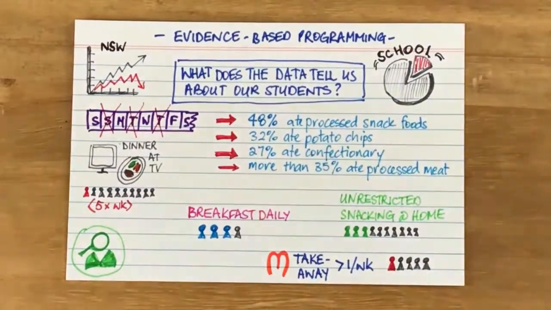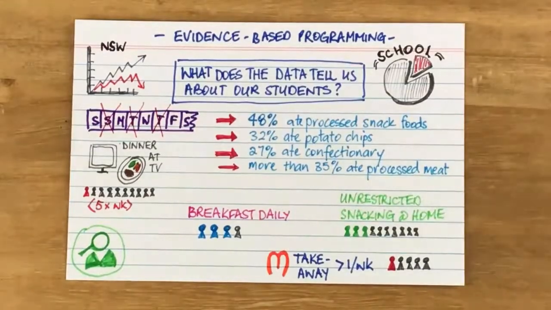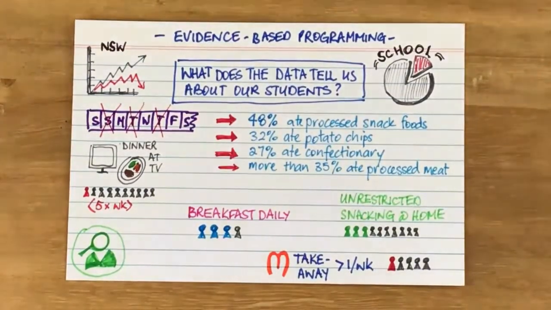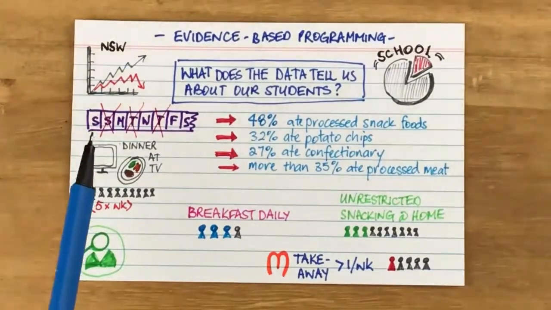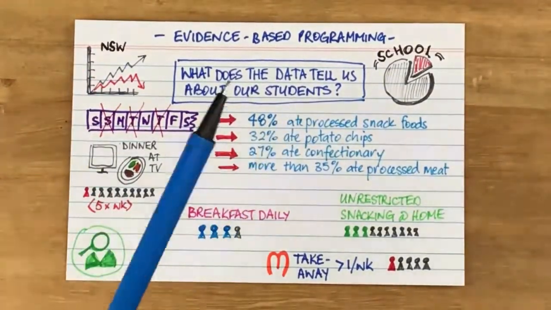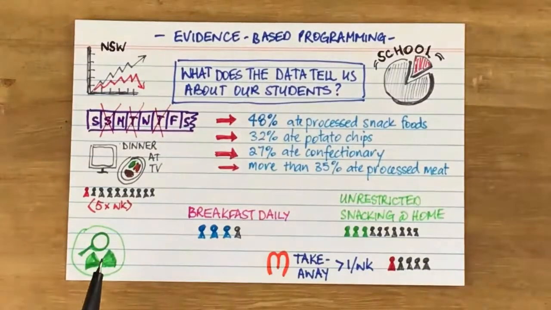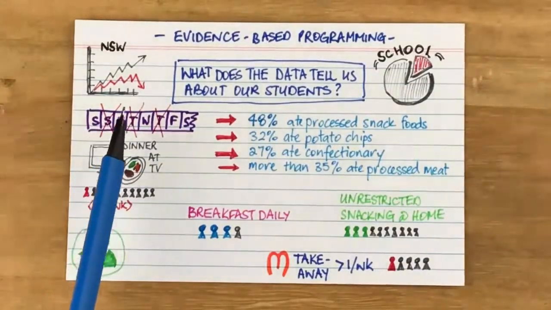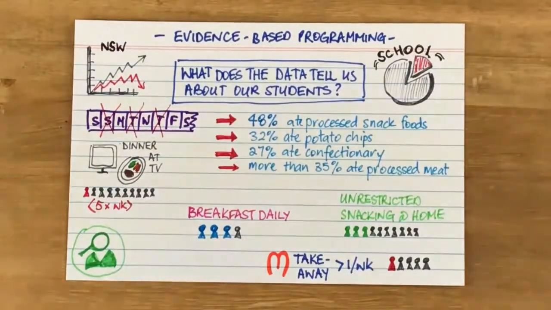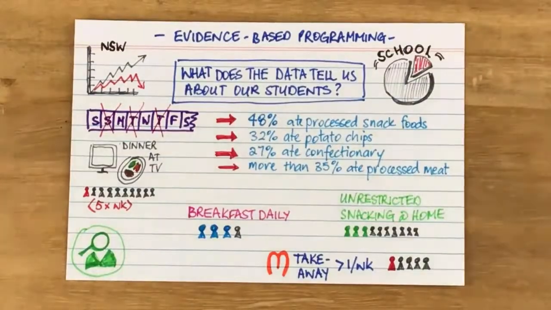So let's take a look at an example of how we can unpack that process to come up with an idea for a unit of work. So here we've got just a bit of a sketch note around some data that we've had access to from New South Wales Health around the eating habits of school-aged students. So it's New South Wales-based data, school-aged students, and the first part of that data tells us that 1 in 10 students are actually sitting in front of the TV for dinner on at least 5 nights during the week.